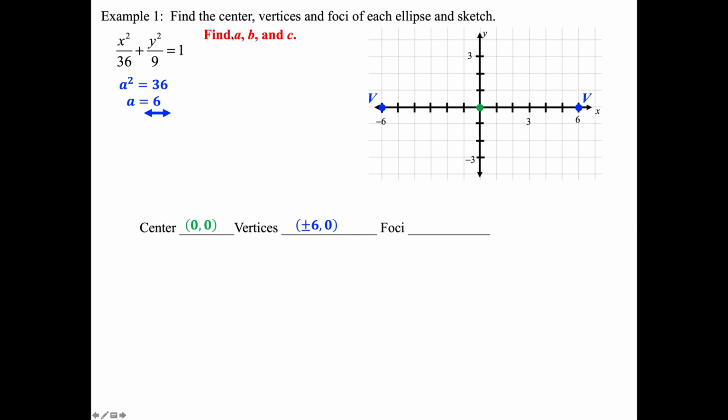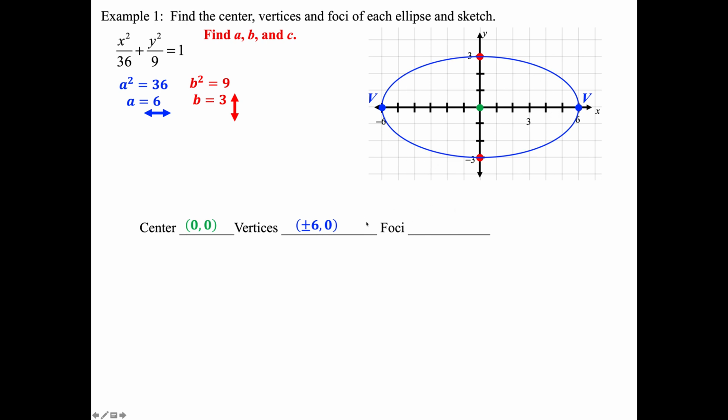Now, we also have to find, if we have to plot this, your co-vertices or minor vertices. That's your b squared equaling 9. Solve for b. That's going to be plus or minus 3. And because I'm underneath the y, it counts up and down. Please do this because it's going to help with the next conic section as well. So up and down 3, and then I can draw in my ellipse.